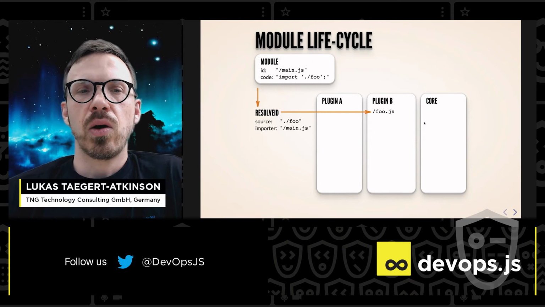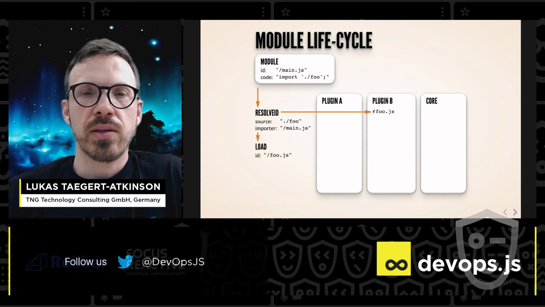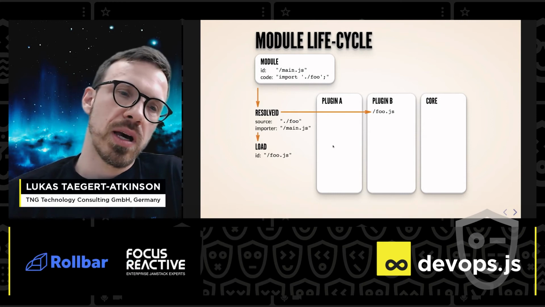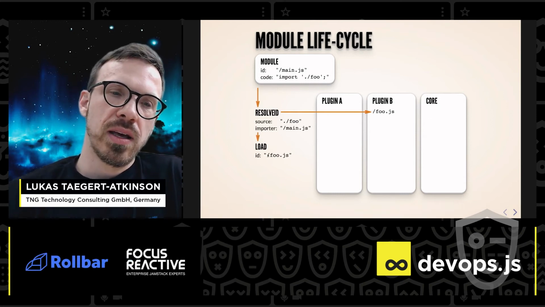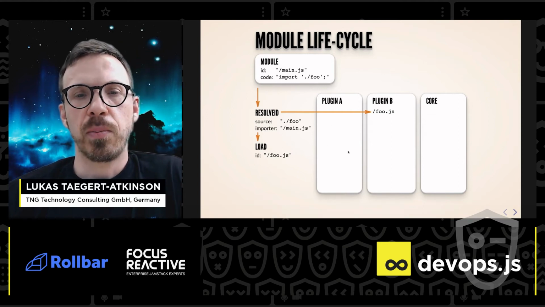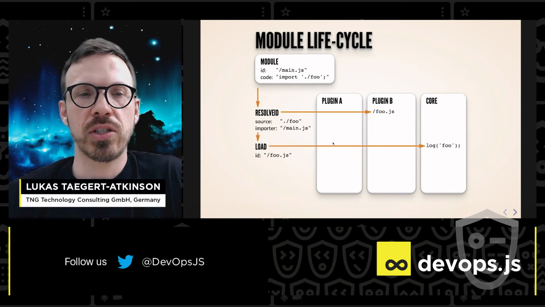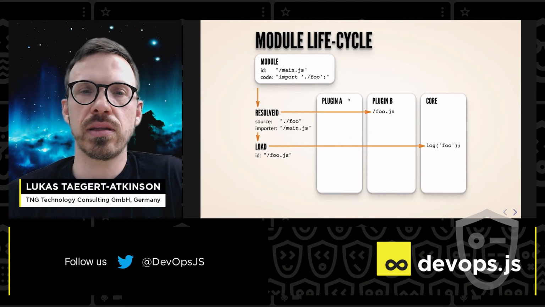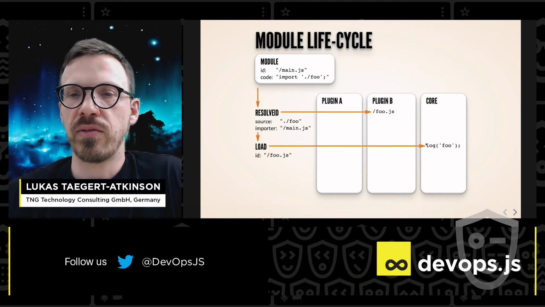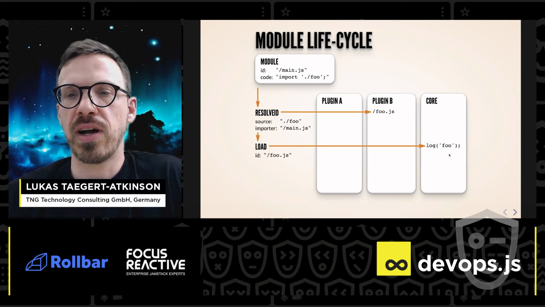Okay. So then we need to get the code of the module, and this is done by the load hook. So the ID we just discovered, we are passing now on to the load hook. The load hook will again be checking each of the plugins, and the first plugin that implements it and also returns something will be the one to give us the code. And since in this example, no plugin implements it, we have a default implementation, which is assume this is the path to a file and try to load it from the file system.